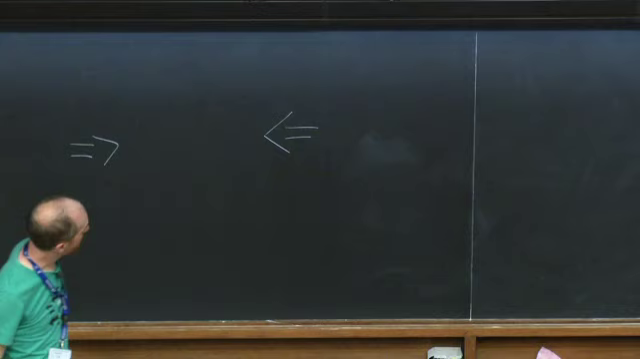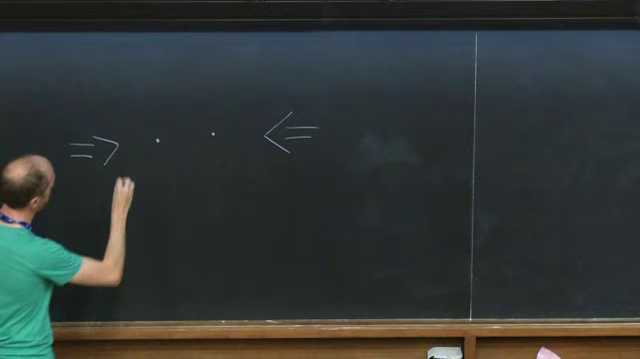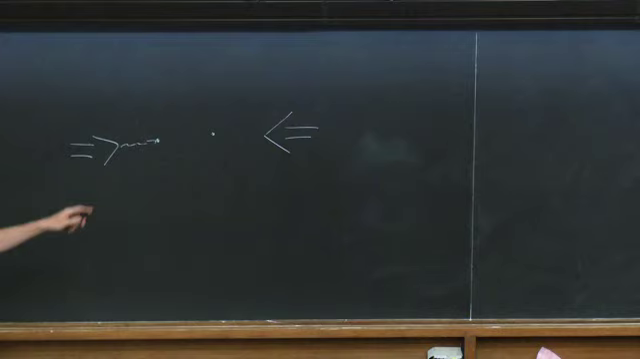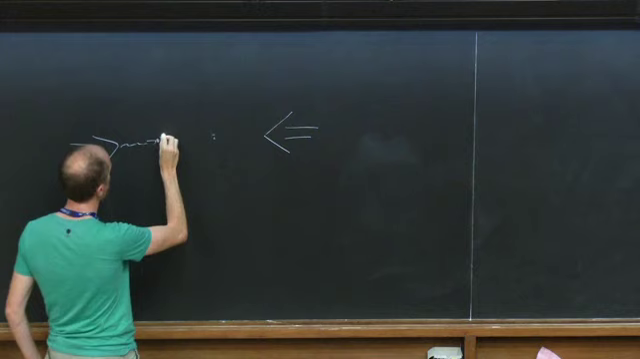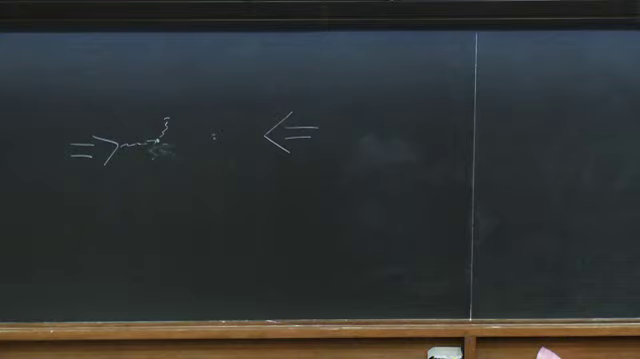Imagine here we have two atoms, and a photon hits one and is captured by this atom. What will happen? After a while, the photon will be re-emitted. If it's a spontaneous emission, it will be in some random direction, and probably it will interact with another atom.